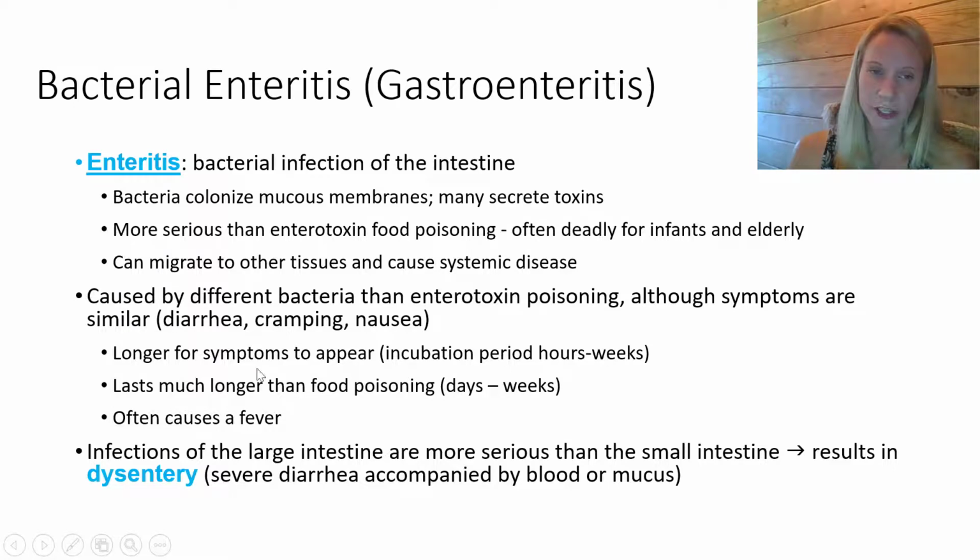Notice some other differentiating criteria. It takes longer for the symptoms to appear. That's because the bacteria are usually ingested either in food and water in small quantities, like maybe just a few cells. Then the cells have to get past your immune defense, and then they have to get to their target organ, which is the intestines, and then they need to grow.